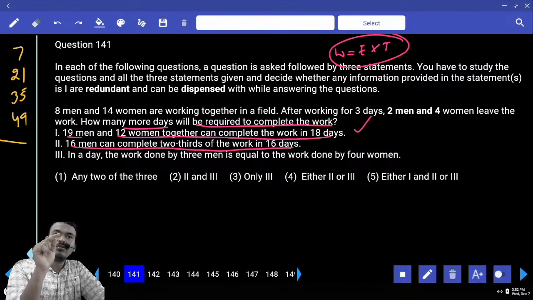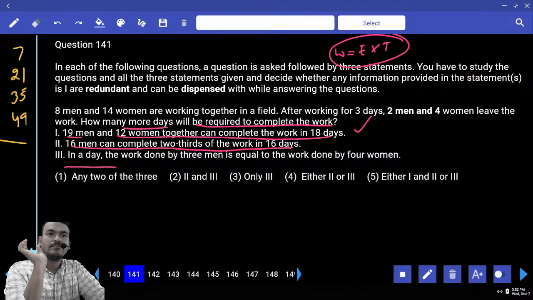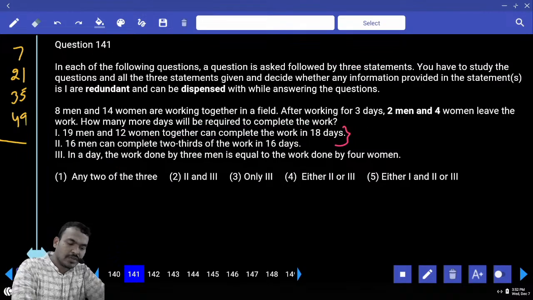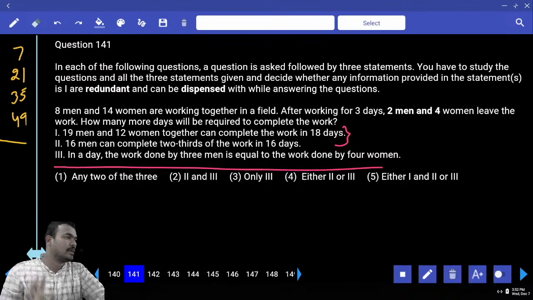1 and 2 together are sufficient, so which one is redundant? The third one is redundant, yes or no? 1 and 2 together are sufficient to answer the question, which means the third one is redundant or not?